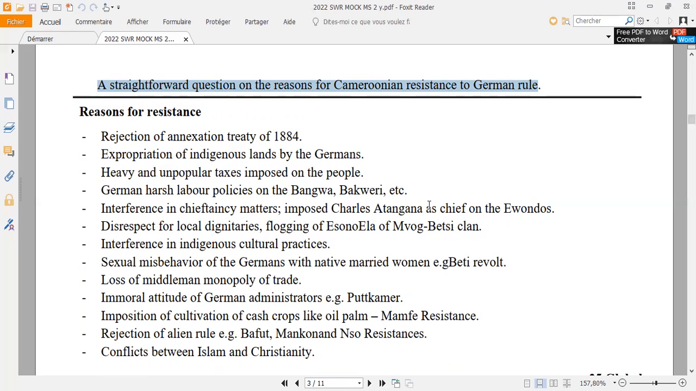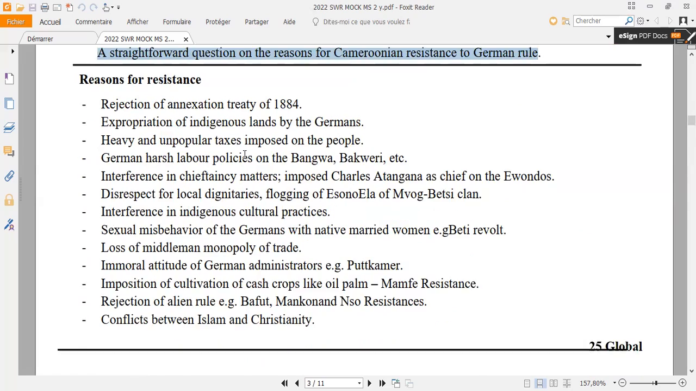Disrespect for local dignity, such as the flogging of a chief. You have interference in indigenous cultural practices, and sexual misbehavior of the Germans with native married women. Example, the Beti revolt. You have the loss of the middleman monopoly of trade, and the immoral attitude of German administrators. Example, Putkama. Imposition of the cultivation of cash crops like oil palm. Example, the Manfe resistance. There you have the rejection of alien rule. Example, Bafut, Mankon, and Sawa resistance. Conflict between Islam and Christianity. These were reasons for resistance against German colonial administration in Cameroon.